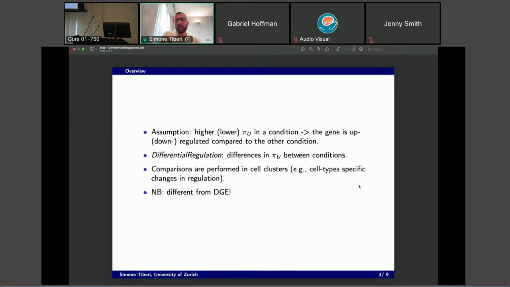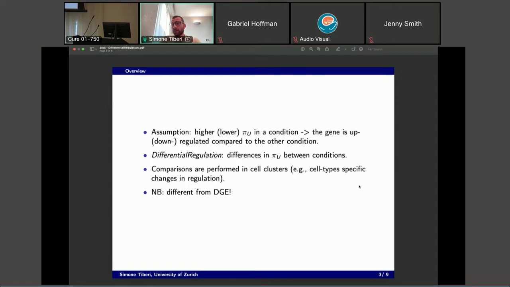So we take basically this assumption and we try to bring it, if you like, a step further, and we use it to compare experimental conditions like development time points or things like that. What we assume is that if you have in a condition a higher relative abundance of unspliced mRNA, this suggests that the gene in this condition is going to be upregulated compared to the other condition, because this larger amount of unspliced mRNA is going to be spliced and increase the mature mRNA more than it's going to happen in the other condition. And obviously, conversely, if this relative abundance is lower.